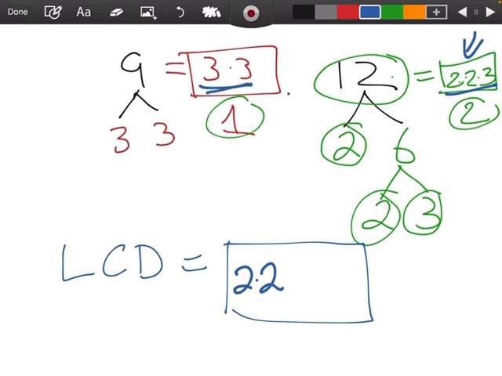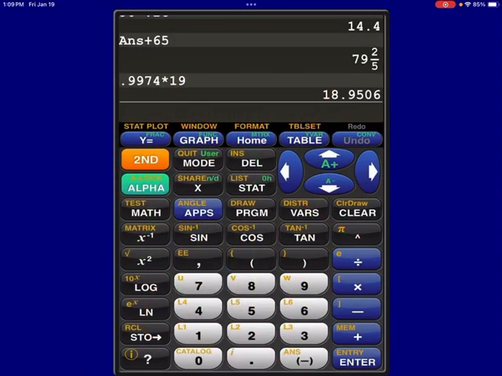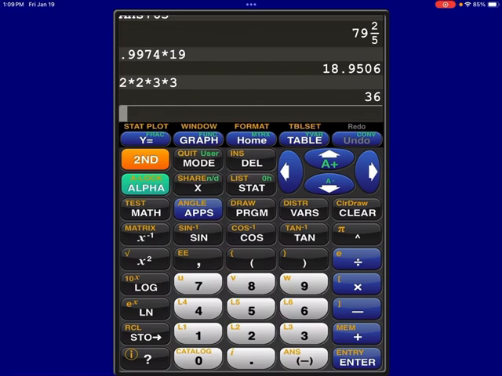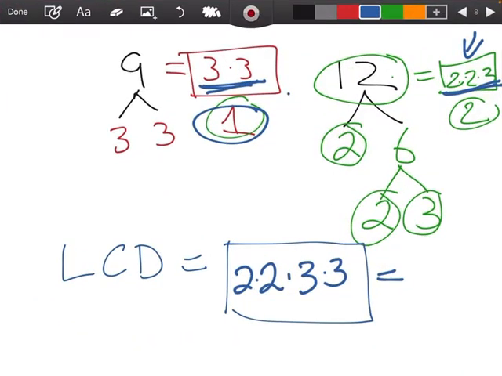Now, which box has more 3's? Well, box number 1 has more 3's. How do I know that? Because box number 1 has 2 3's, where box number 2 only has 1. So I'm going to write the 3's where there's more of them, and there's more in box number 1. Okay. Now, y'all, all I'm going to do here is multiply 2 times 2 times 3 times 3. So I'm going to take my calculator right here, 2 times 2 times 3 times 3, and lo and behold, we get 36, right? Okay, so there's my common denominator.